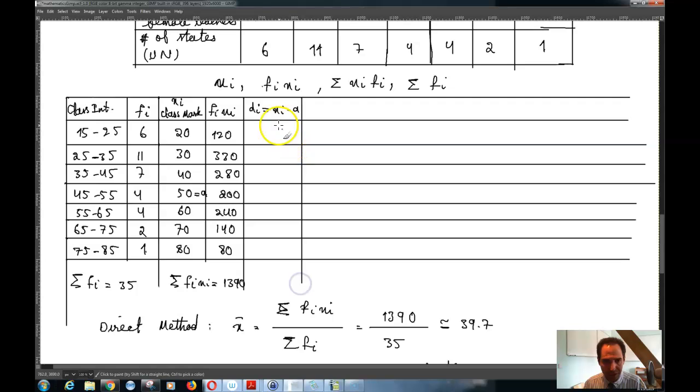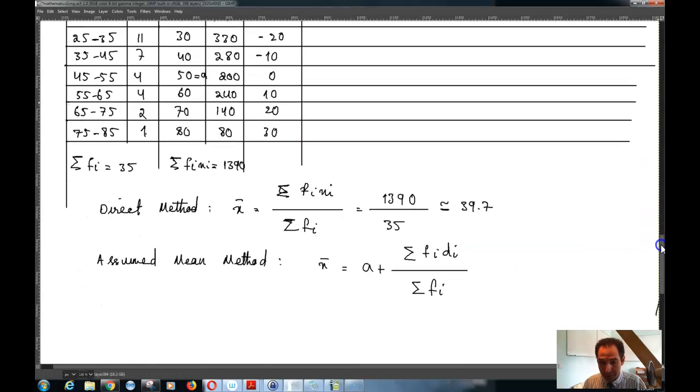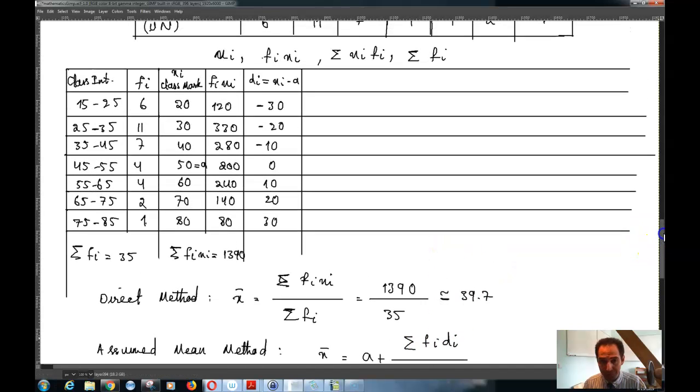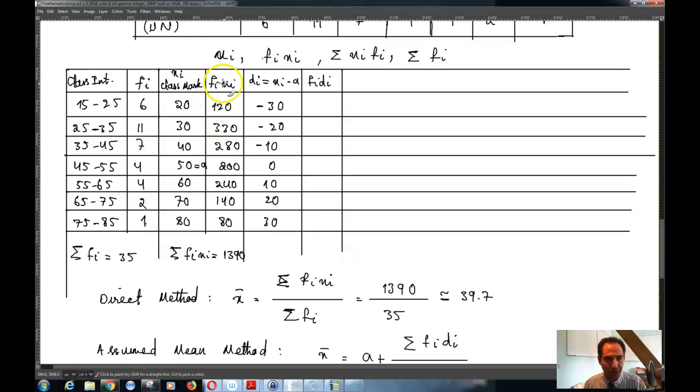So if I do that, d of i here would be x of i minus 50. So 20 minus 50 is negative 30, and 30 minus 50 is negative 20, negative 10, 0, 10, 20, and 30. And then what I need here is sigma f of i d of i. So I need to calculate f of i times d of i, which is this column times this column.